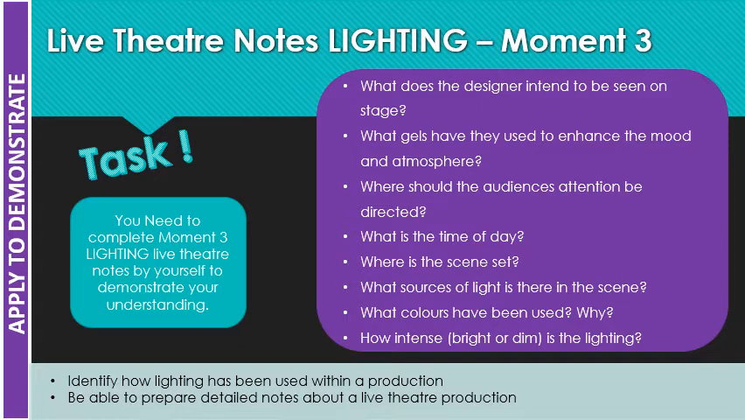When I'm talking about sources of light, remember that's natural light. So if it's in the middle of the day, it might be the sun. If it's in the middle of the night, it might be the moonlight. What colours have been used and why? And how intense, bright or dim, is the lighting? You need to complete moment 3 lighting for your live theatre notes by yourself to demonstrate your understanding.